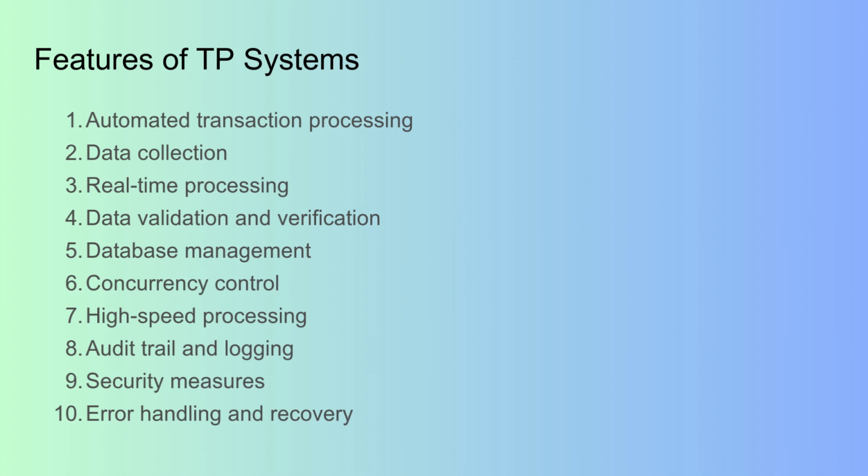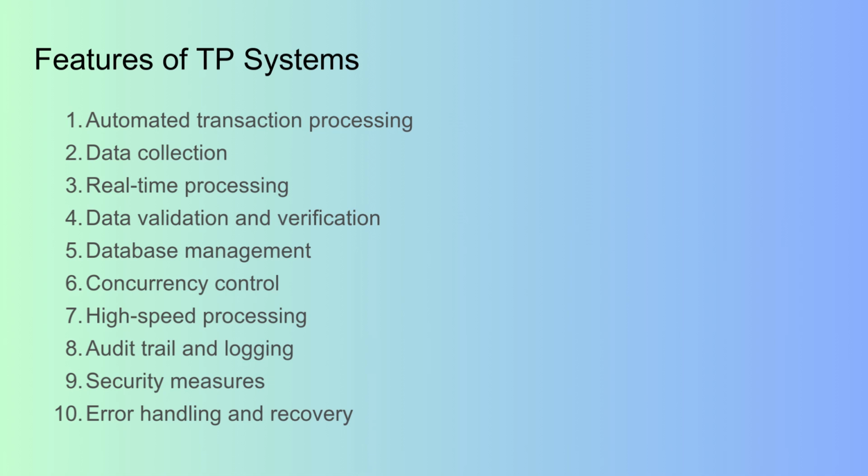TPS validates and verifies data before processing to ensure its accuracy and integrity. It checks for completeness, correctness, and consistency of data. TPS also stores transactional data in databases. It ensures data integrity, security, and efficient retrieval for reporting and analysis.